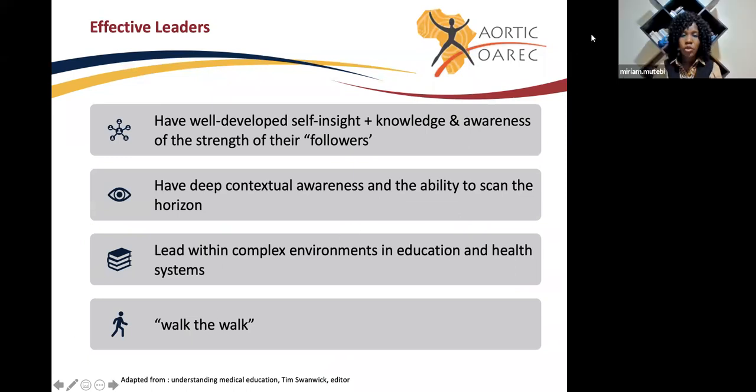And so part of the tools that we're hoping to impart is, again, looking at how well developed you are as a leader, and getting self-insight, and just the knowledge and awareness of not just insight for yourself, but what are the strengths of my team? What are the unique skills that each individual in the team is bringing to the table? And how do we harness those strengths for the collective good? Again, you have to have deep contextual awareness and the ability to scan the horizon. It's the ability to anticipate where the trends are going, and to anticipate potential changes or concerns, and figuring out how we then start to plan for those ahead of time rather than being reactive.